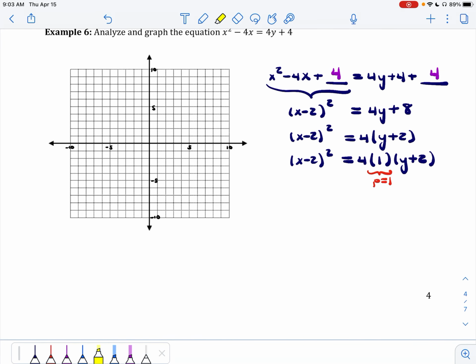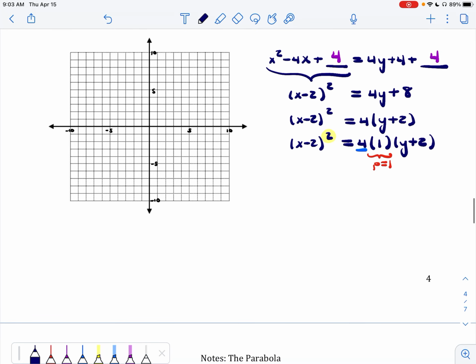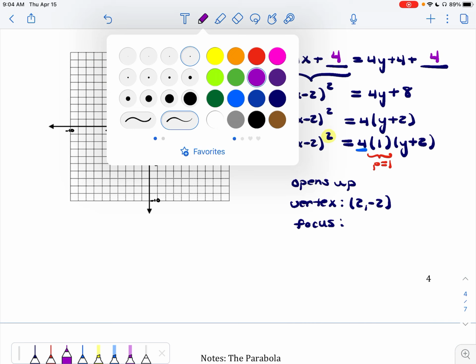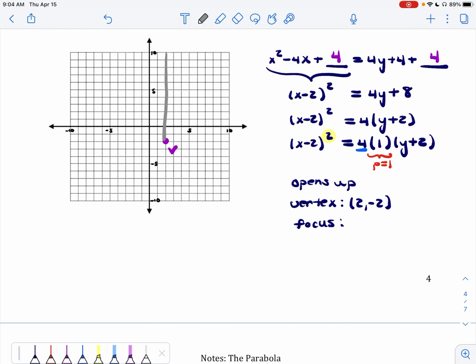Now with an x squared and a positive coefficient on our y, our parabola is going to open up. From the h and k, we'll have our vertex at the point (2, -2). Let me go ahead and plot that actually. So (2, -2) is our vertex, which means the axis of symmetry is the vertical line at x = 2.